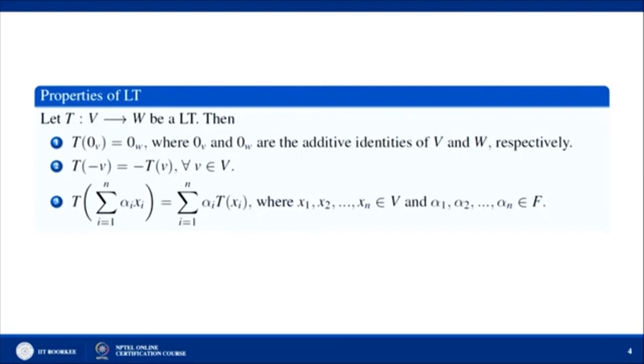The first property is, if we consider a linear map from V to W, where V and W are vector spaces over the field F, then T of 0 of V, where 0 of V means the additive identity of V, always maps to the additive identity of W. Now, it is very easy to show. We are considering here T from vector space V to W. What I want to show is that the additive identity of V, 0 of V, always maps to the additive identity of vector space W by this linear transformation T. So, it is very easy to show.